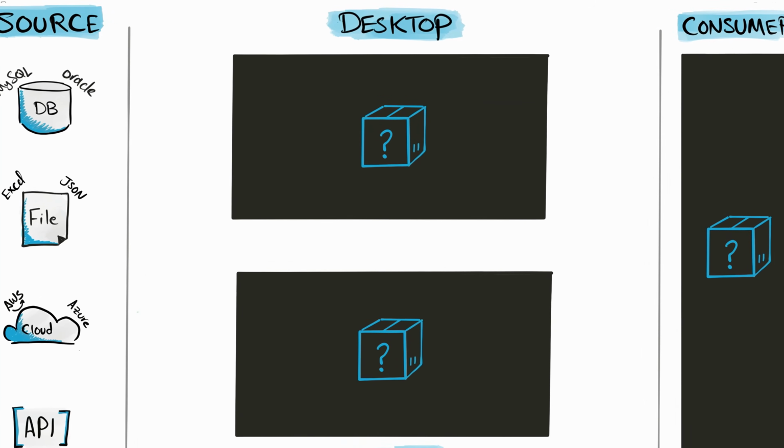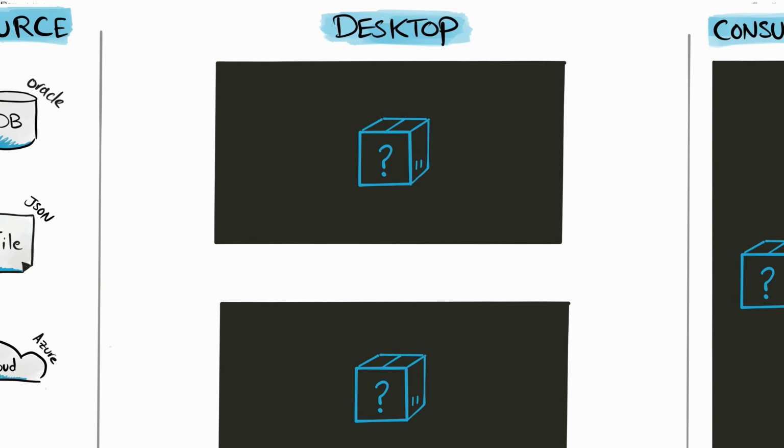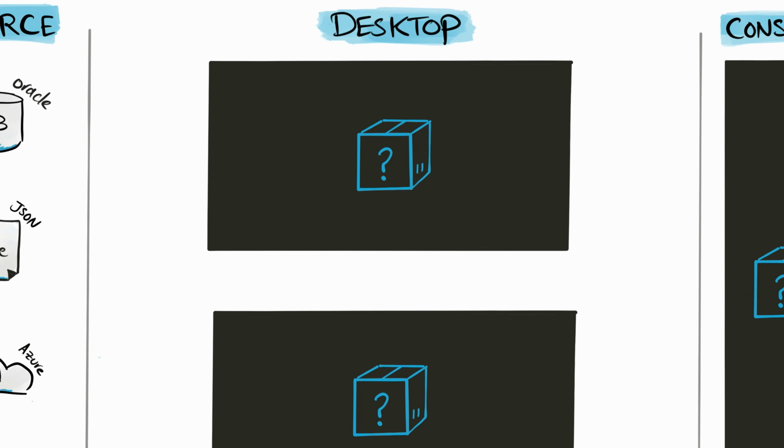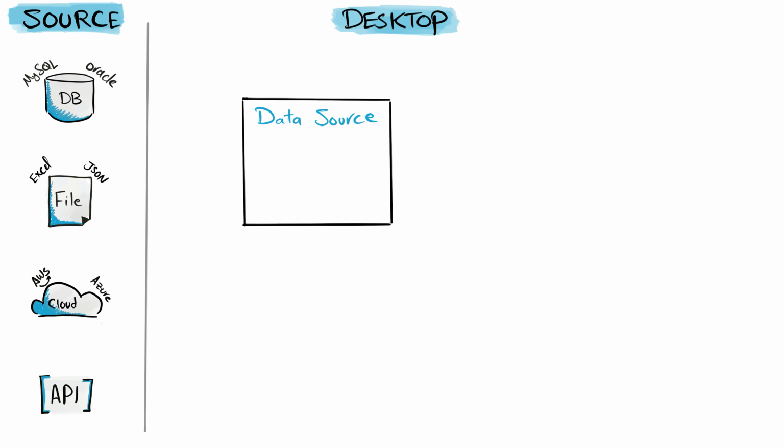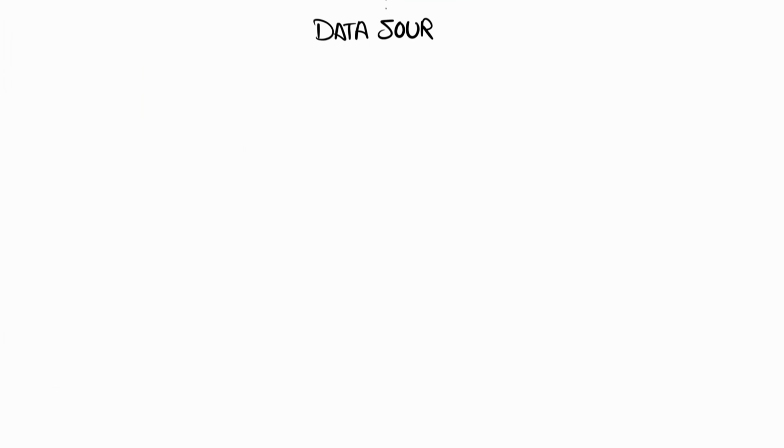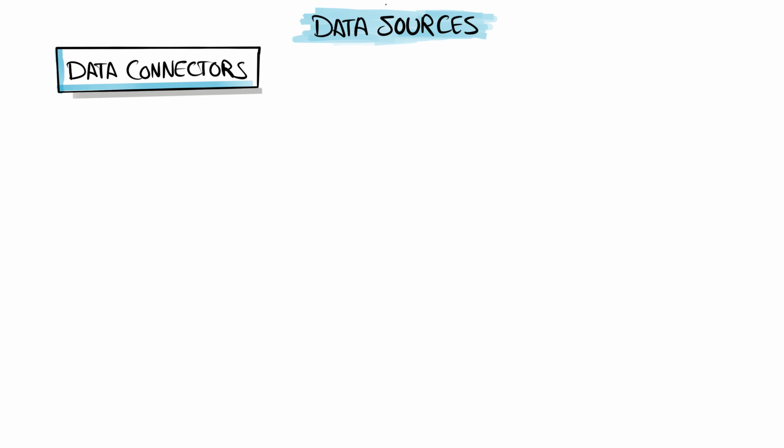Alright, so now back to the big picture, let's jump to the next layer. We're gonna unbox the desktop layer. The first component in Tableau Desktop is the data source. Before you start building your visualizations, you must set up the data source. The first thing that we're gonna do inside the data source is to connect Tableau to our data.